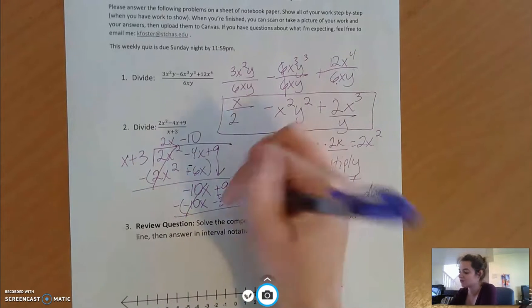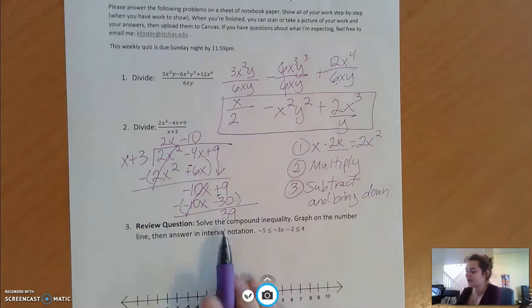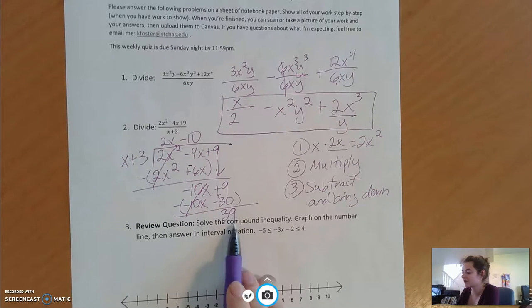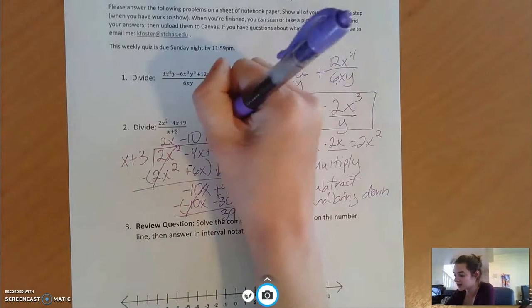9 plus 30 would be 39, and that is our remainder. You know that you have a remainder when you have fewer x's than you're dividing by. Okay? So that 39 is our remainder. It is positive, so we're going to add it.